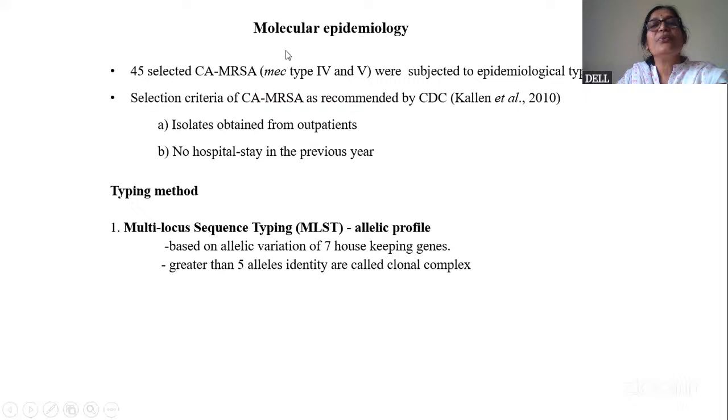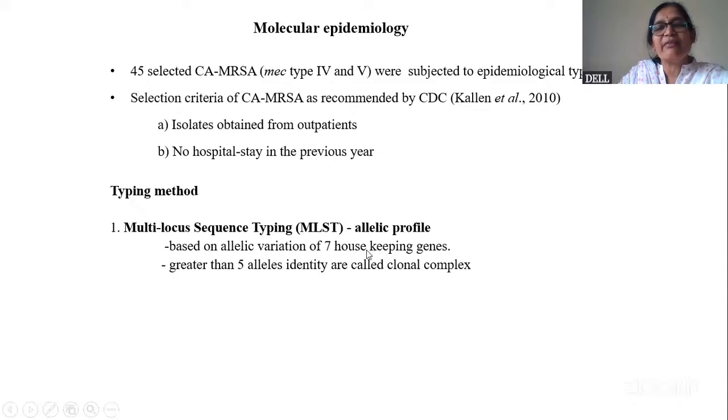So we wanted to do the molecular epidemiology studies, and therefore we did the multi-locus sequence typing for the allelic profile. We wanted to get the allelic profile and then translate our observation of the SSC MEC, and finally also locate where these microbes have originated from, or where they came from. Epidemiology is basically that we have to locate its original origin.